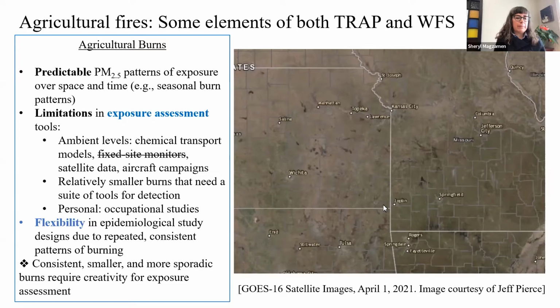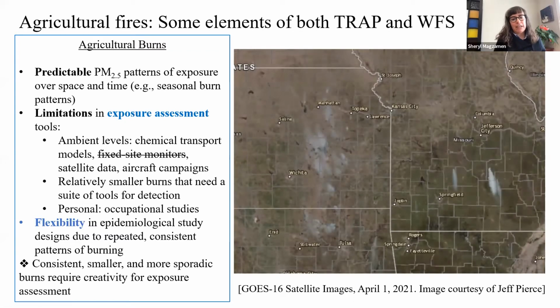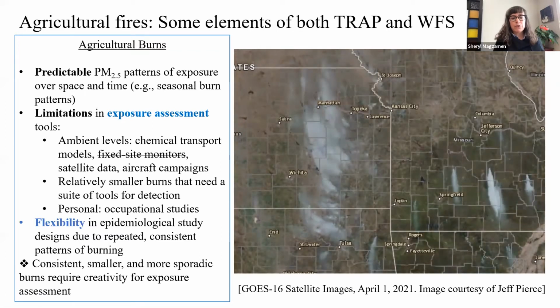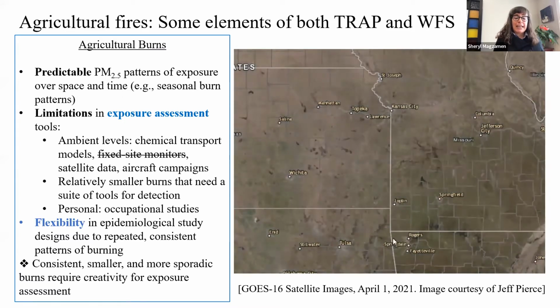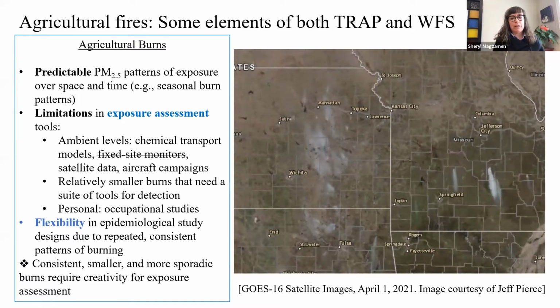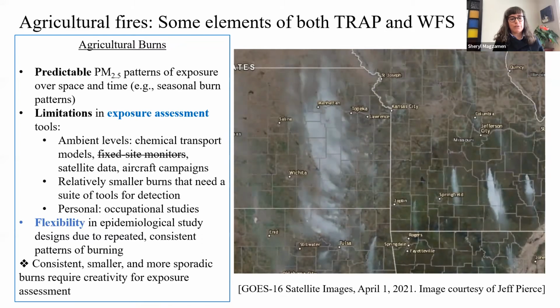However, there are more limitations in the exposure assessment tools. Again, because these tend to be more rural and sparsely populated areas, we can't rely as heavily on fixed site monitors. So we do have tools such as chemical transport models, satellite data, and aircraft campaigns that can be used here. However, compared to the megafires that we have here in the Western United States, agricultural burns are relatively smaller, and they need a different suite of Earth observation tools for detection.